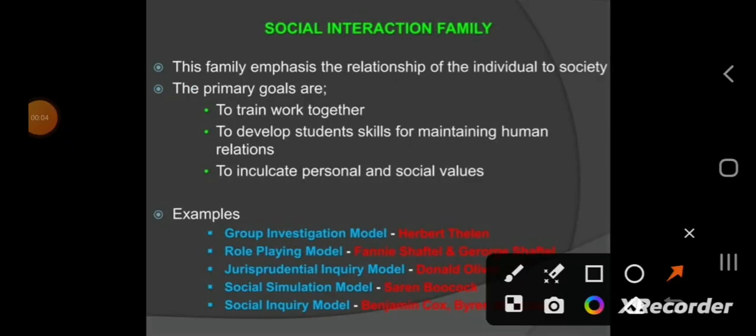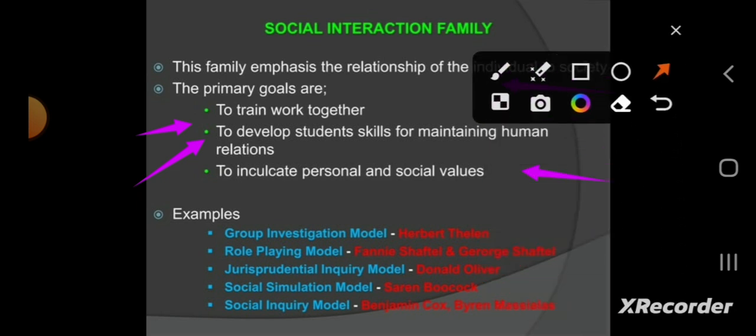Social interaction family. This family emphasizes the relationship of the individual to society. The primary goals are to train students to work together, to develop students' skill to maintain human relations, to inculcate personal and social values. Group investigation model, Herbert Thelen.